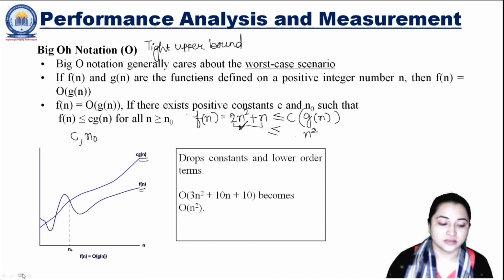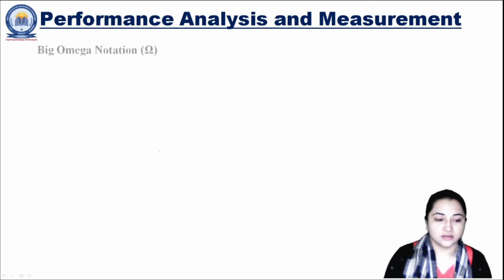Okay, so if we take this constant as 3, then we can prove that 2n square plus n will always grow slower than 3n square. Now let us see big omega notation.